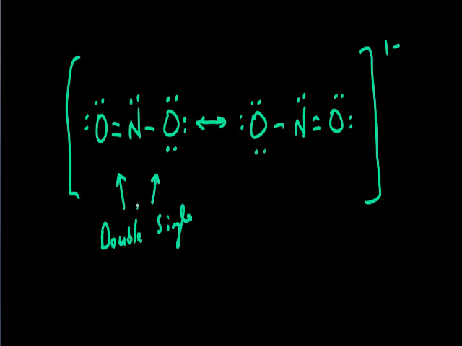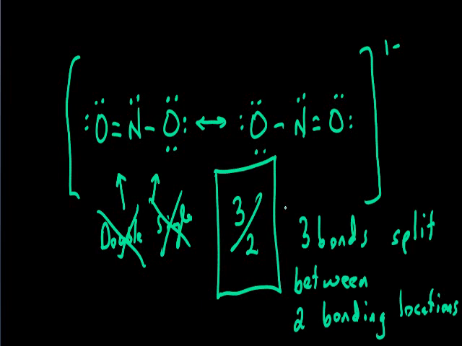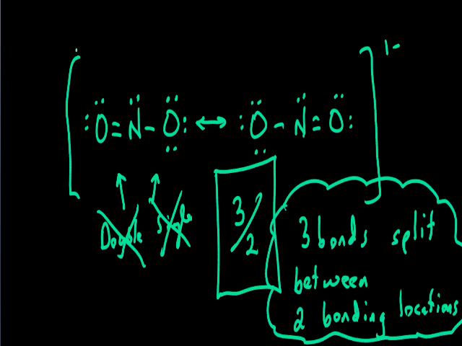And we don't actually observe any double or single bonds in a nitrite ion, but rather the observed bond size is directly between the two. We again see between the oxygen and nitrogen atoms a 3/2 bond. Our 3/2 bond comes from, we have three bonds that are split between two bonding locations.